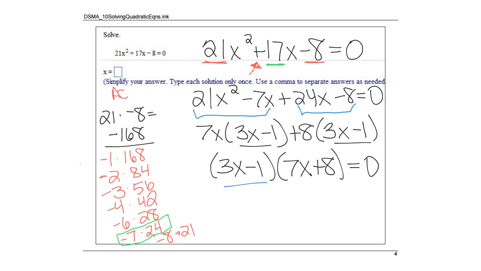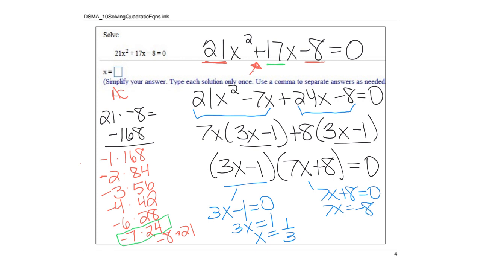So now I can go ahead and set each of these equal to 0. So I get 3x equals 1, or x equal to 1/3. And then over here, I get 7x equal to negative 8. Divide both sides by 7. And I get negative 8 over 7.